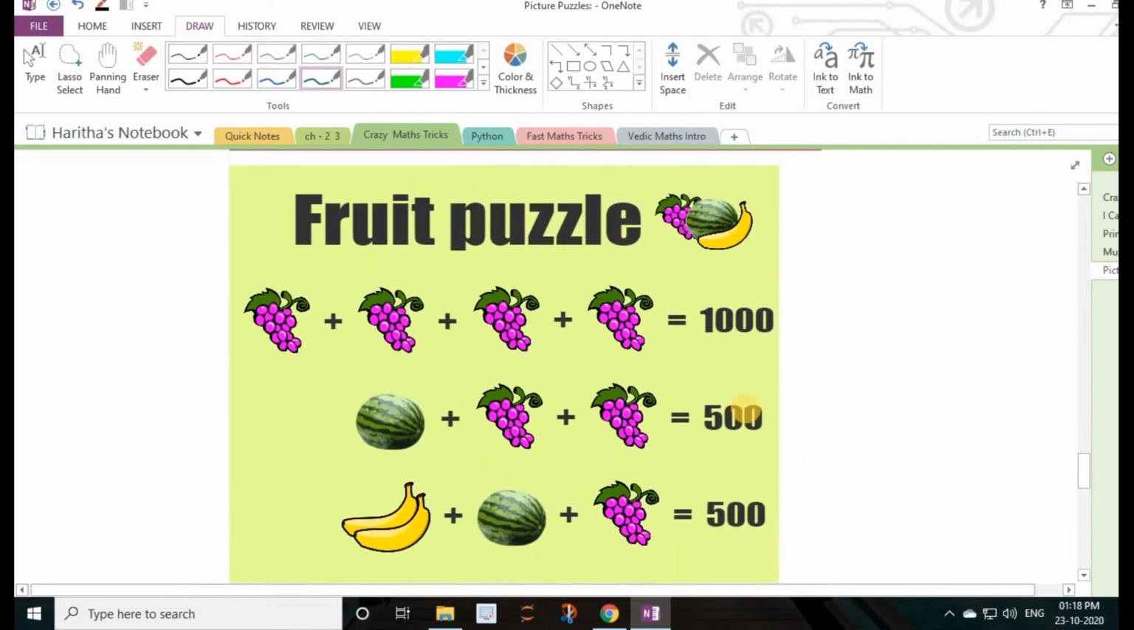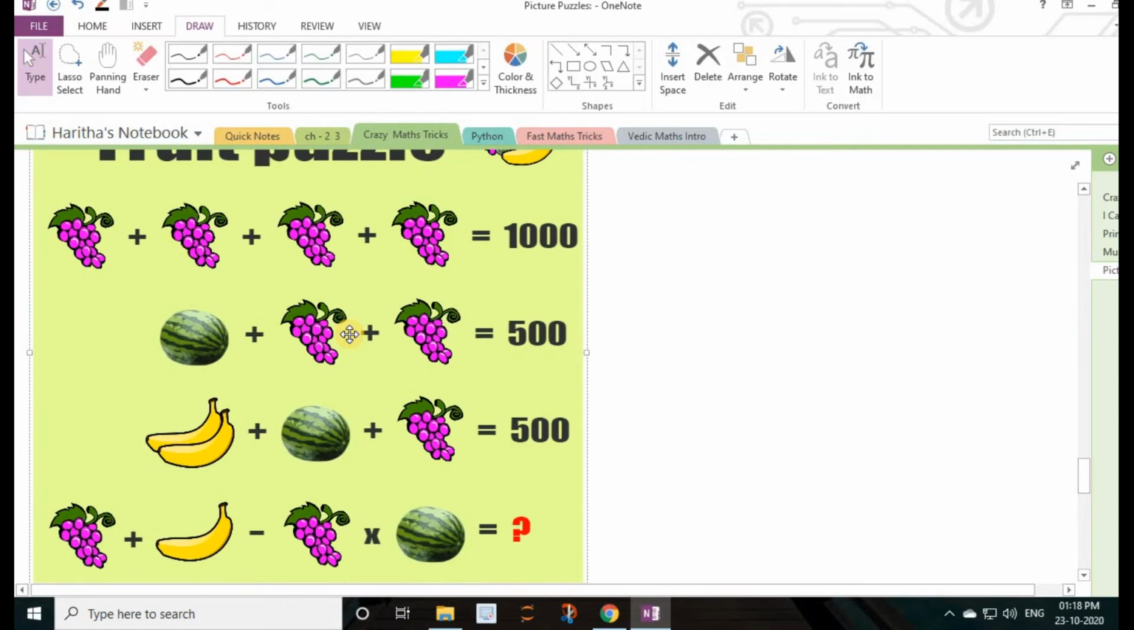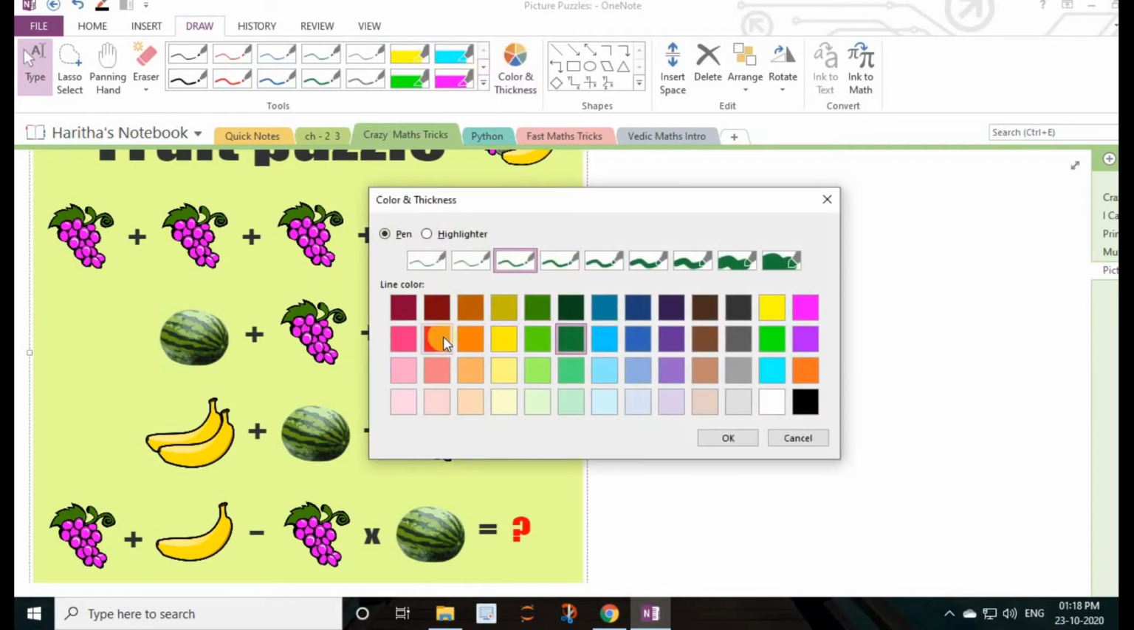This has grapes, watermelon and as well as banana. So this puzzle has very big numbers, no? By seeing these numbers first we will get confused. But actually there is nothing in these numbers. You can solve it so easily. I'm just changing the color here. Okay, we'll go for pink this time.